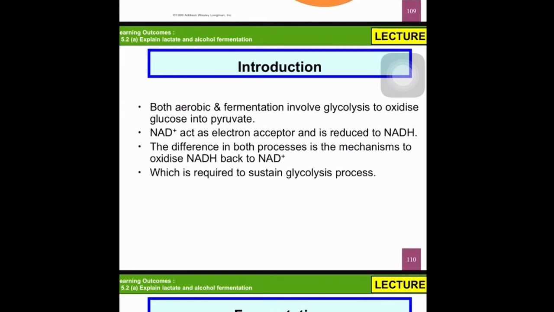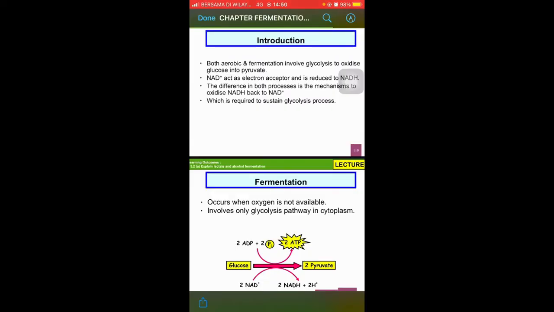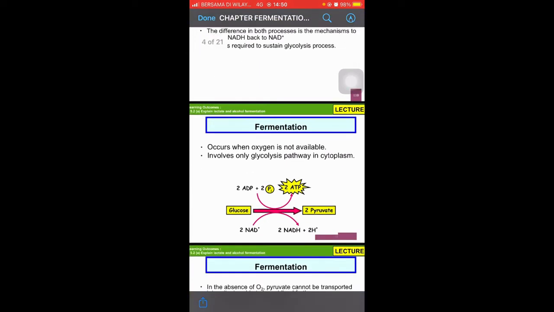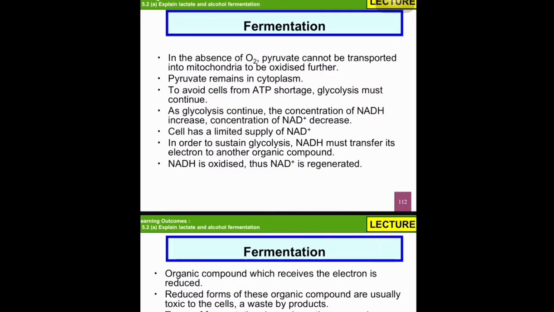Macam yang Alda cakap tadi, proses glycolysis tu to oxidize glucose into pyruvate. Fermentation ni sebenarnya dia nak sustain glycolysis proses. Dia nak kekalkan proses glycolysis ni supaya lebih banyak penghasilan NADH2 tanpa adanya aerobic respiration. Penerangan dia macam ni. In the absence of oxygen, pyruvate cannot be transported into mitochondria to be oxidized further. Maksud dia, dia tak akan melalui yang aerobic respiration tu, yang ada Krebs cycle, link reaction tu semua kan.